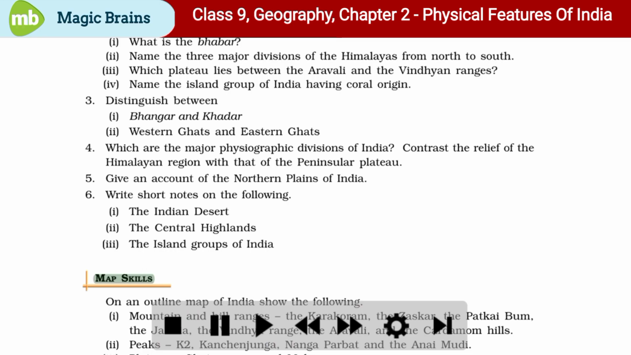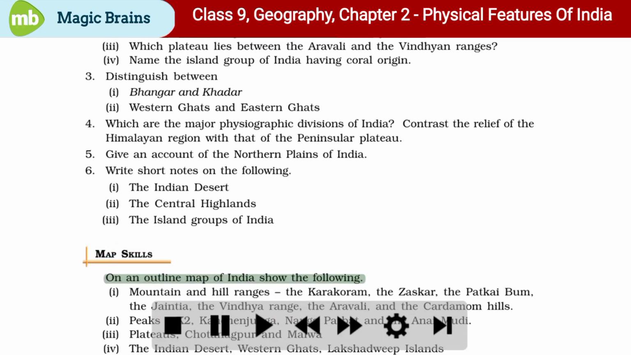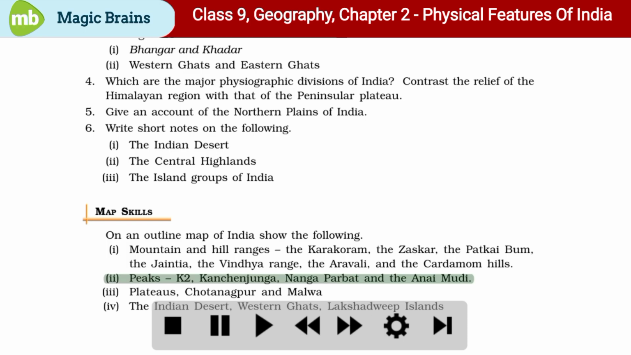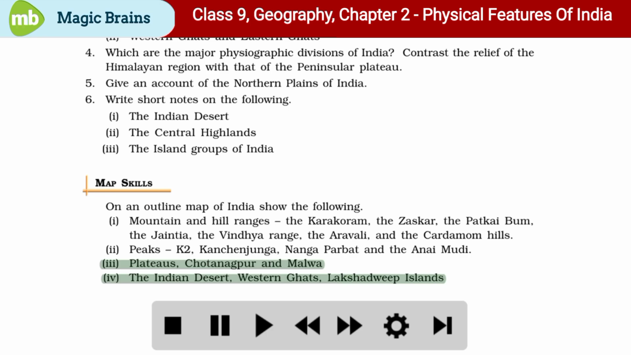Map skills. On an outline map of India, show the following. First, mountain and hill ranges: the Karakoram, the Zaskar, the Patkai Bum, the Jaintia, the Vindhya range, the Aravalli and the Cardamom hills. Second, peaks: K2, Kanchenjunga, Nanga Parbat and the Anaimudi. Third, plateaus: Chotanagpur and Malwa Plateau. Fourth, the Indian Desert, Western Ghats and the Lakshadweep Islands.